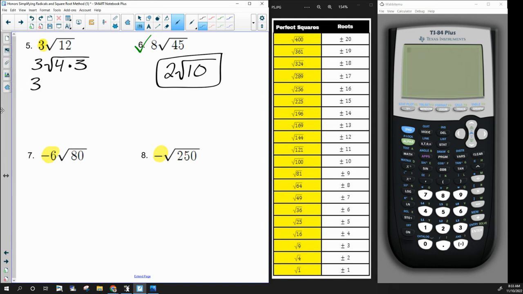Okay, so keep breaking them up. 3, root 4, root 3. Again, I have not changed my question. I have only written it in a way that helps us simplify. Now, there's something up there I do know. What do I know?